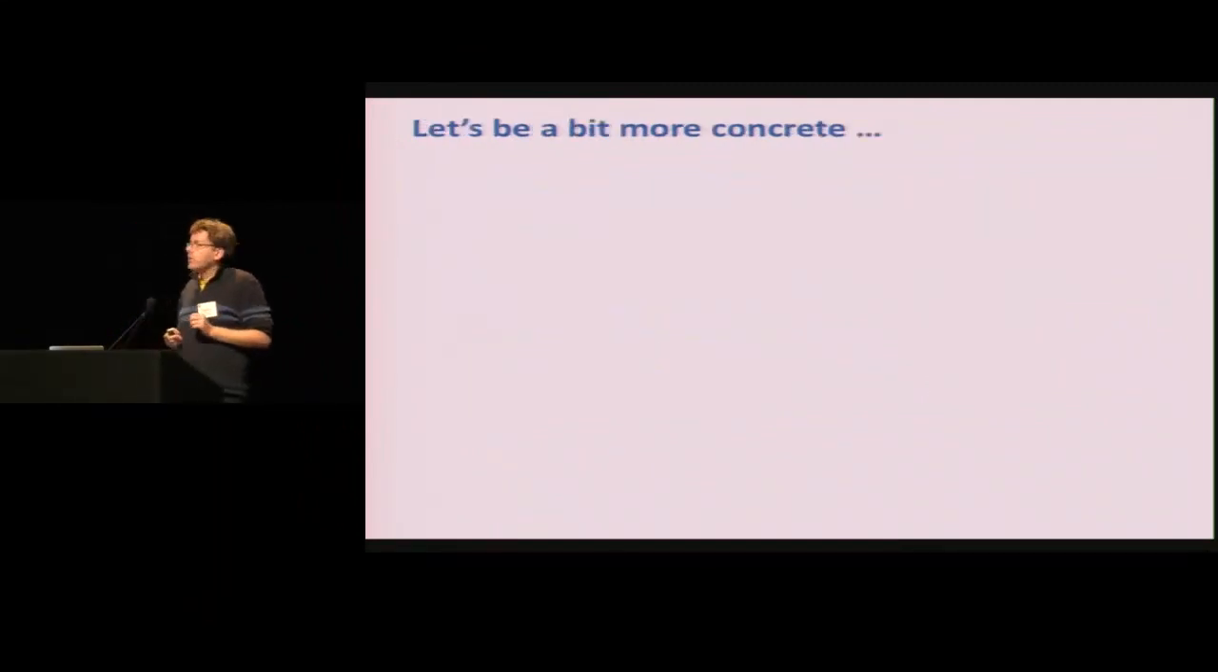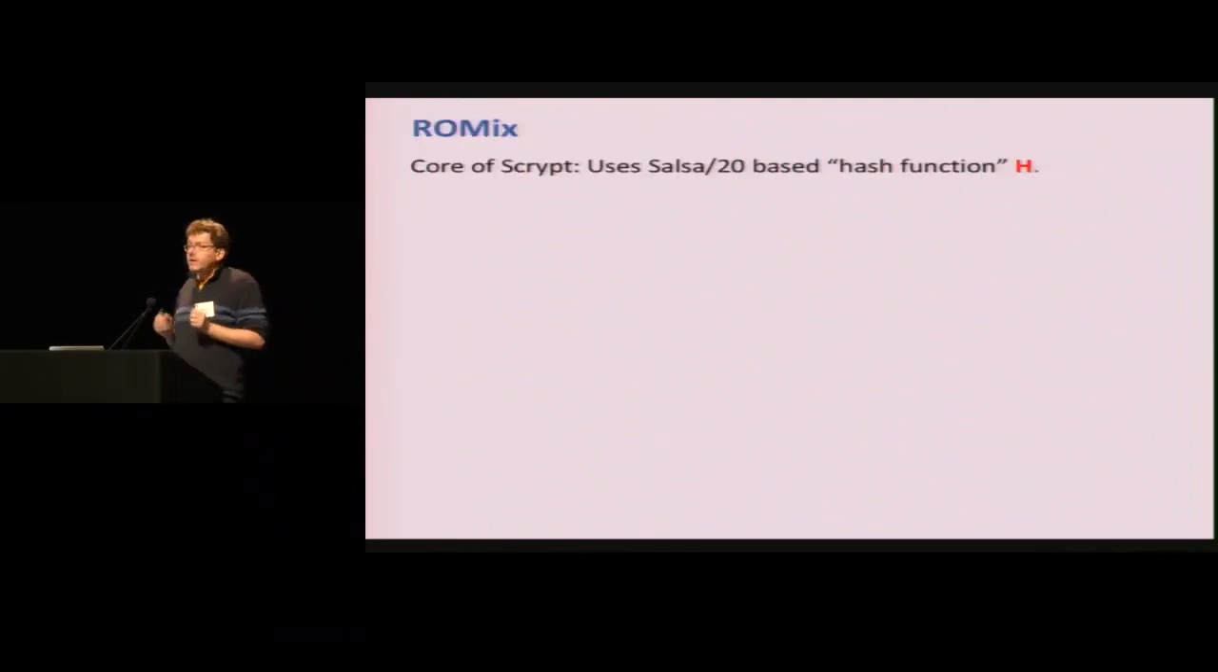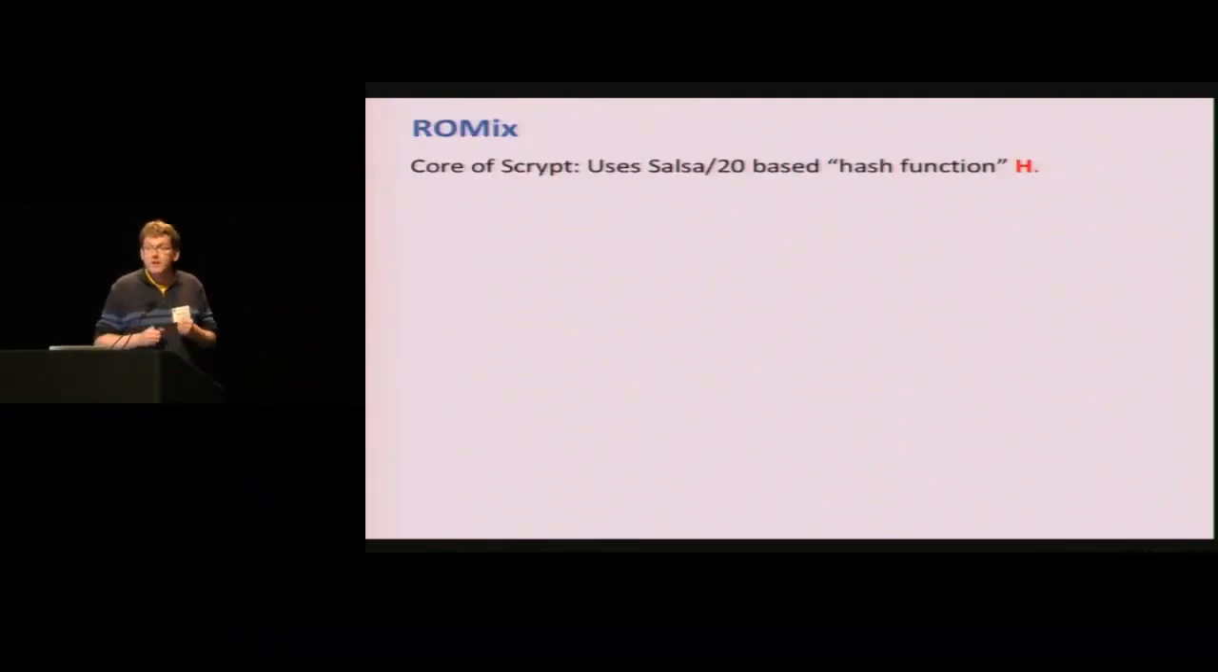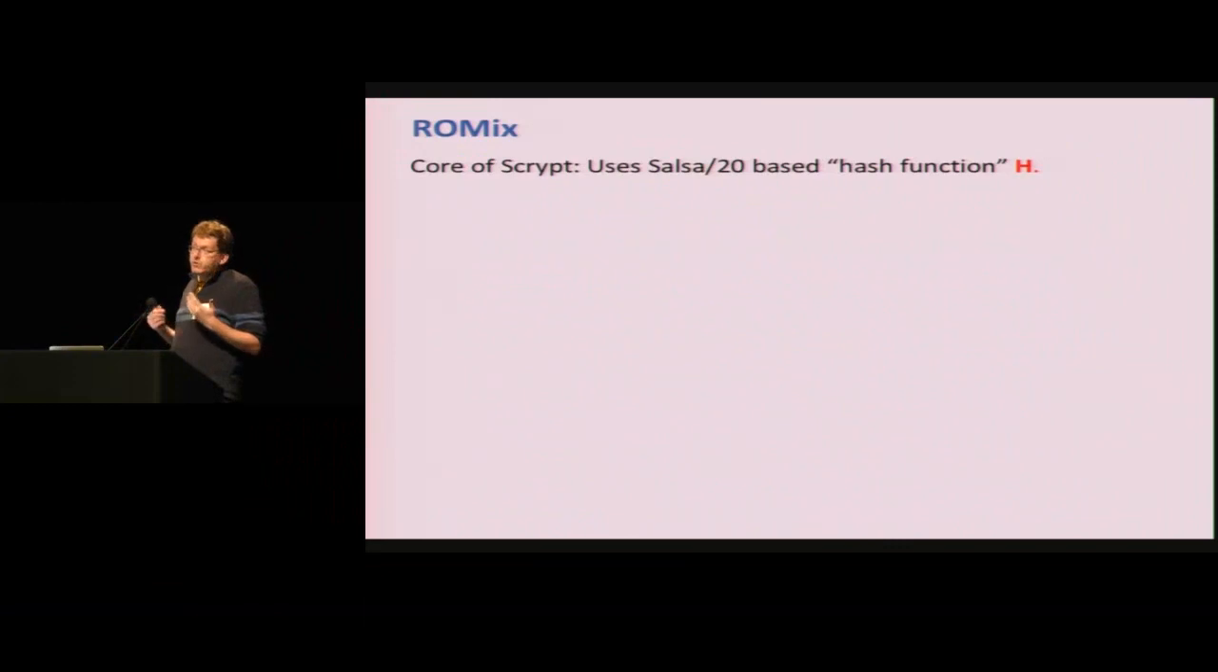So a little bit more concretely, when I say we analyze scrypt, we actually target an analysis of what is called ROMix, which is the core of the scrypt function. It's a hash function, which is a mode of operation for a simpler hash function, which is not quite a hash function in the usual sense. It's built out of Salsa, and it's length preserving. But I'm going to abstract this as just a hash function H.